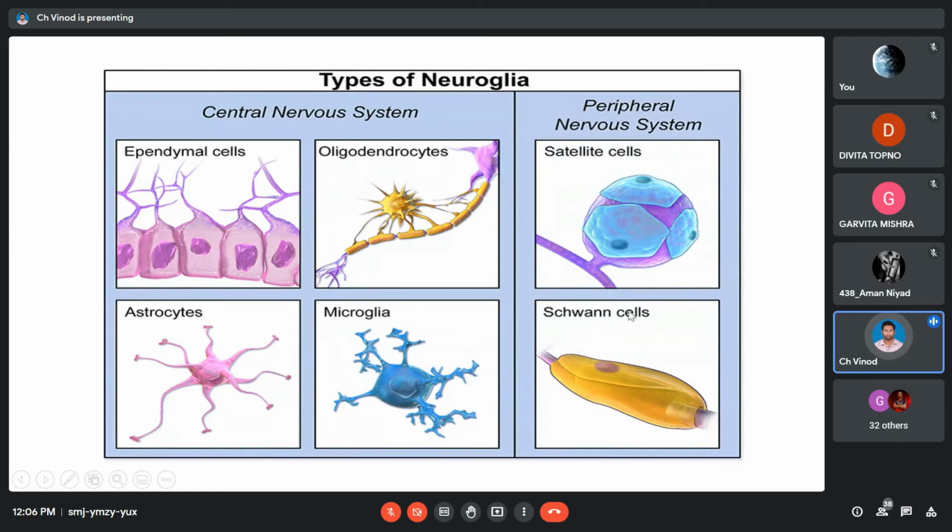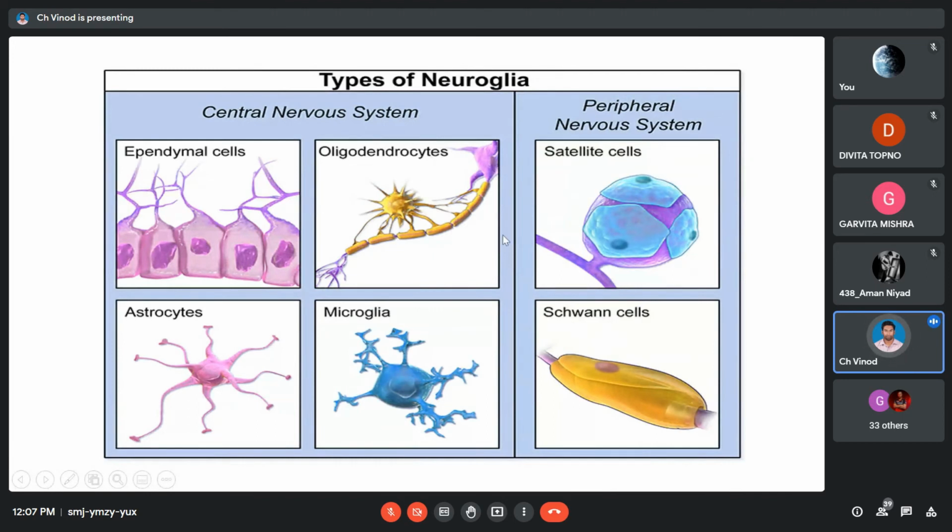Okay, and in the peripheral nervous system, what are central and peripheral? Central means brain and spinal cord. These two structures together we call the central nervous system. Apart from that, whatever the nervous structures are there, they are peripheral in nature. Okay, so in the peripheral nervous system, the same insulation activity is done by another category of cells called Schwann cells.